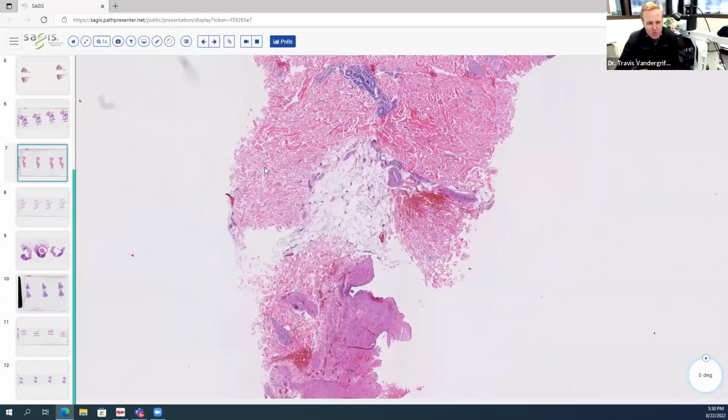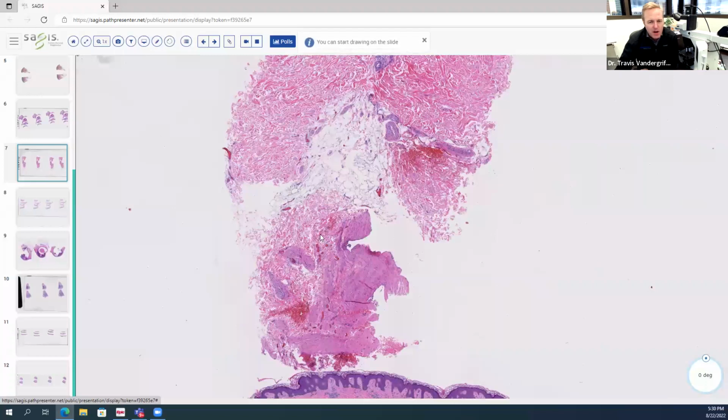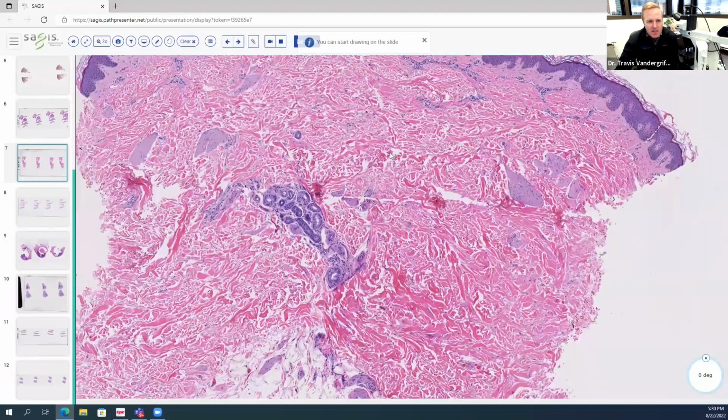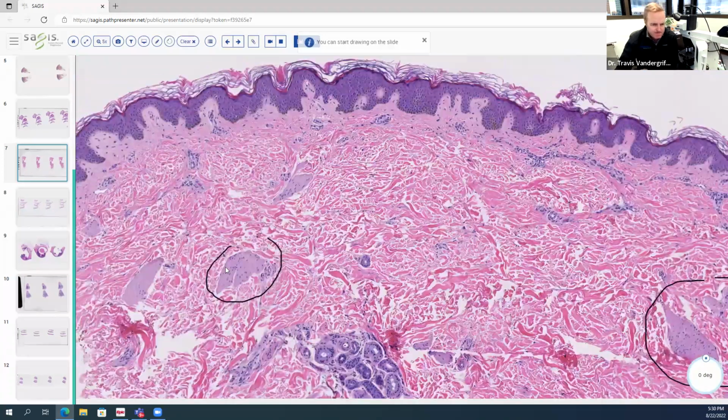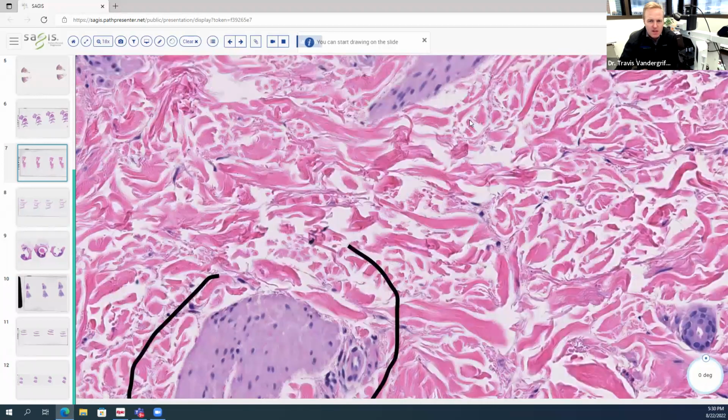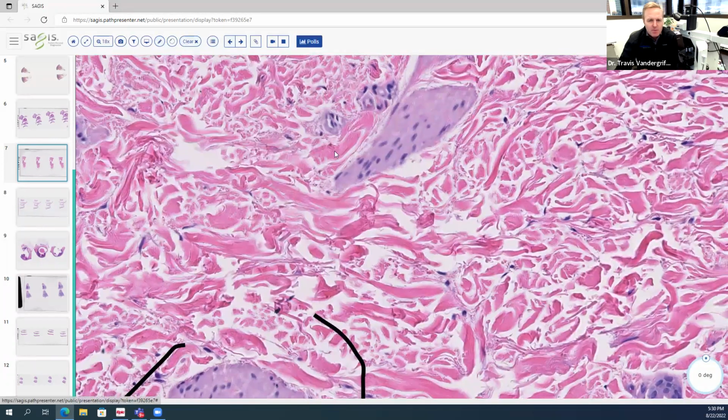I'm noticing two areas here that get my attention. One is in the deeper part of the dermis. And then the other is in the more superficial part of the dermis. I'm seeing similar bundles. So as I inspect these a little bit closer, these are smooth muscle bundles. The nuclei of smooth muscle cells are spindle-shaped and blunt-ended. They're straight and blunt-ended like a cigar. So these are cigar-shaped nuclei.